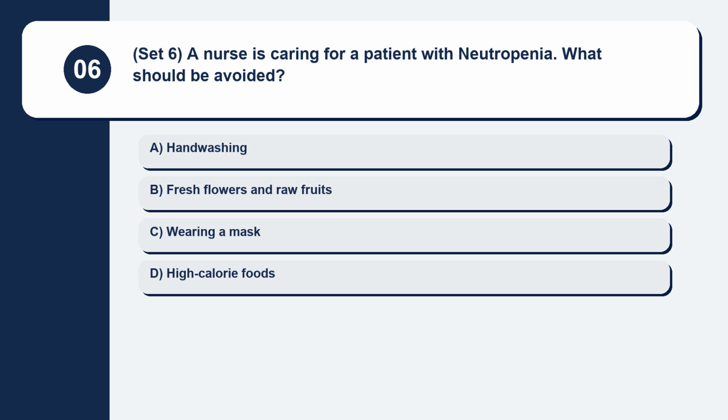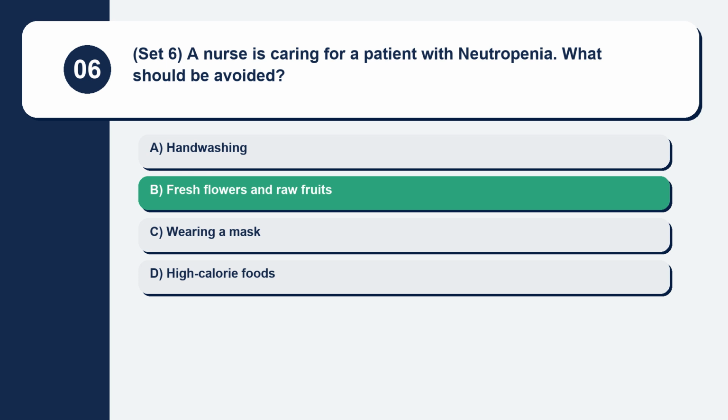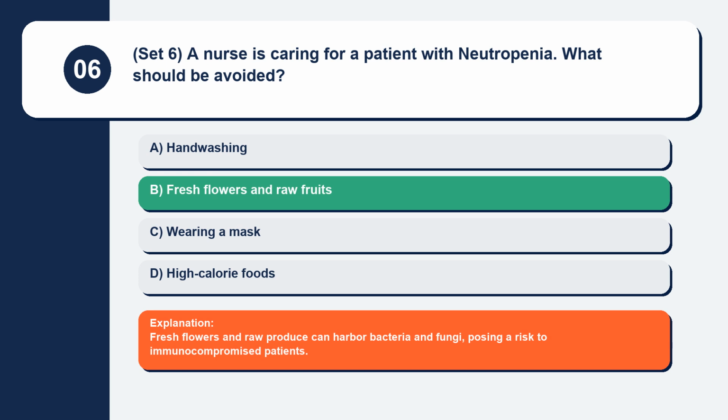Question 6. Set 6. A nurse is caring for a patient with neutropenia. What should be avoided? Hand washing, fresh flowers and raw fruits, wearing a mask, high-calorie foods. Fresh flowers and raw produce can harbor bacteria and fungi, posing a risk to immunocompromised patients.